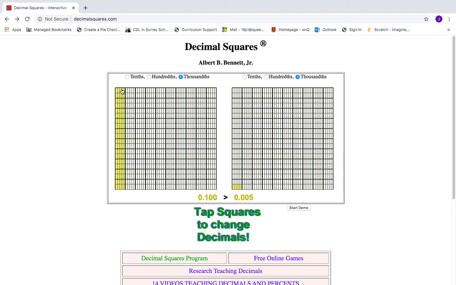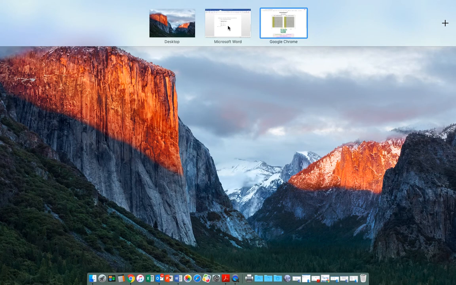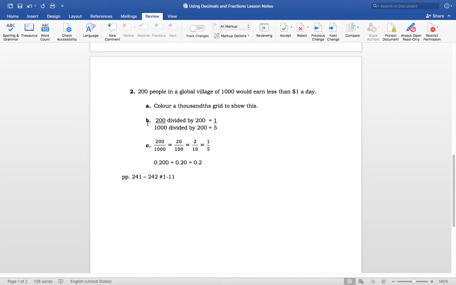I'm just doing it on both so it doesn't confuse anyone. So this is how I show it on a thousandths grid. Here, there's 200 of those little squares colored out of 1,000 total. Now, it asks us, how is this related? For part B, it asks us, how does this diagram show that this is 1/5 of people?